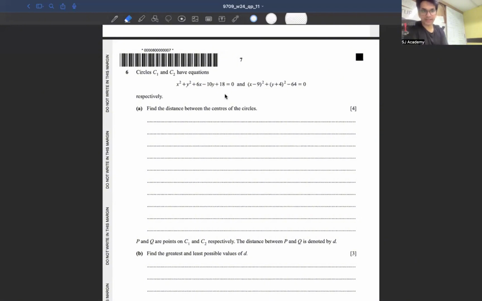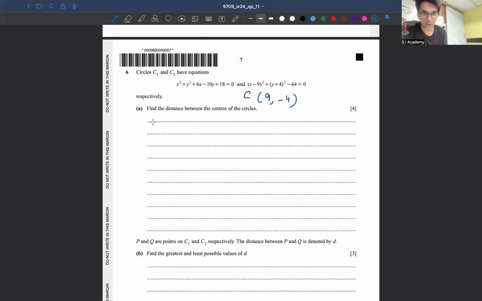In question 6, it says that circles C1 and C2 have the given equations, and we have to find the distance between the centers of the circles. Now for the circle C2, we know that the center is (9, minus 4). So the center is given as (9, minus 4). For the circle C1, first we'll have to find the center.